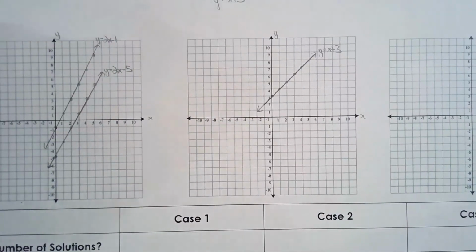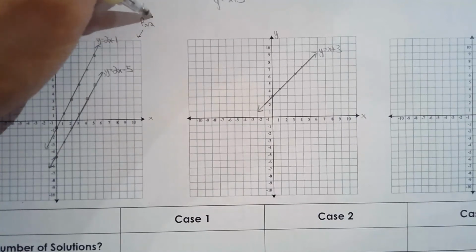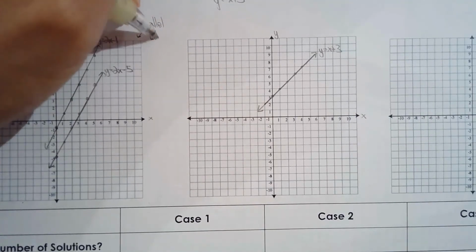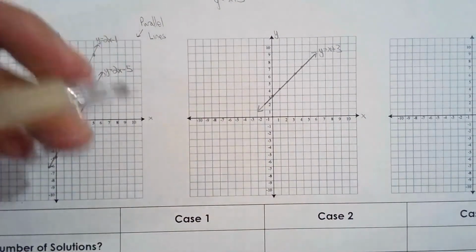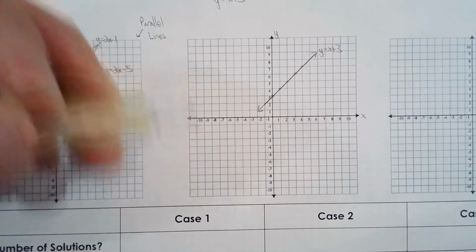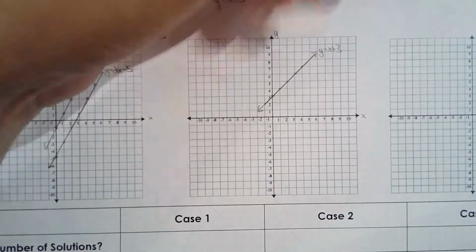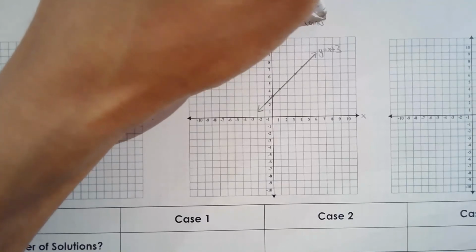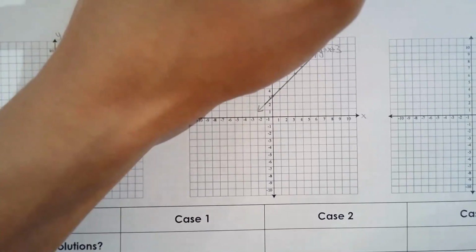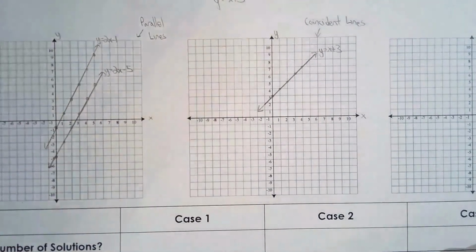So over here, I want to add that these are lines. Now I know I only graphed one line, but there's supposed to be two. It's just that one line is on top of the other line. It lies on top of the other line, so you really just see one, but there are two lines there. So these are called coincident lines. Let's try the arrow there. Okay, so parallel lines, coincident lines.